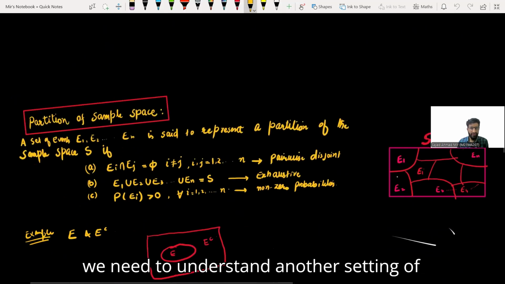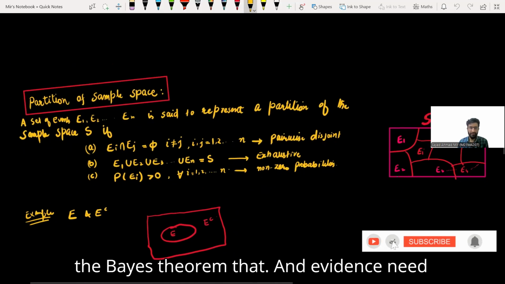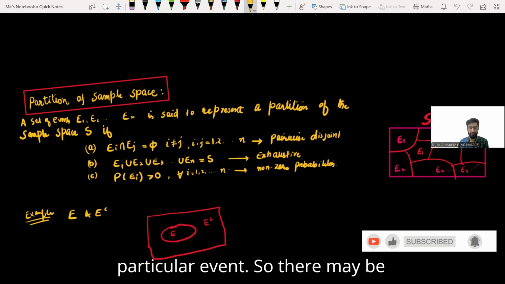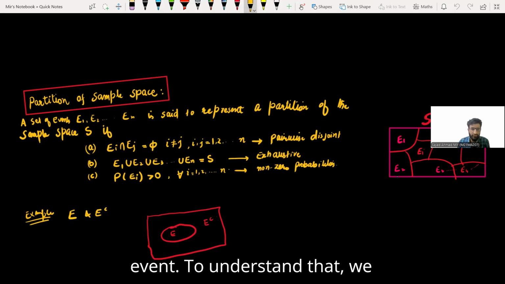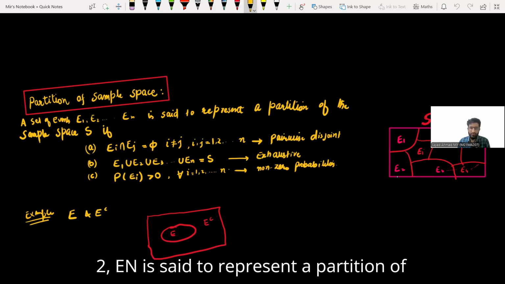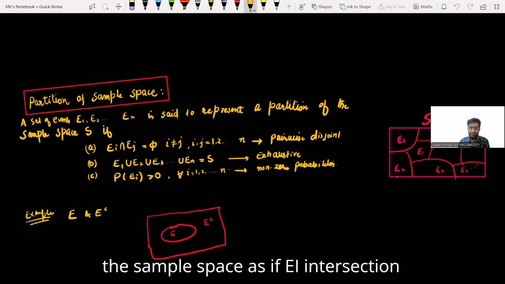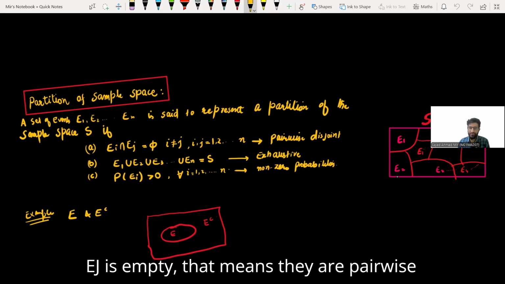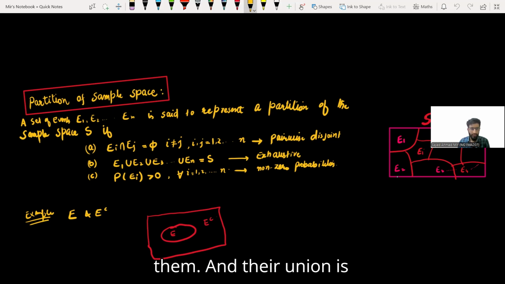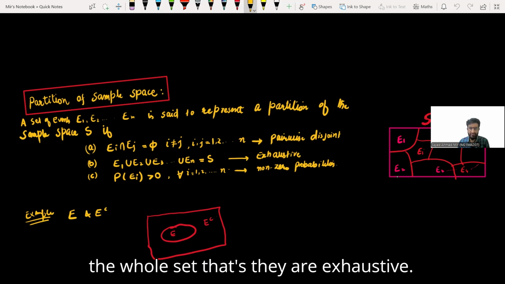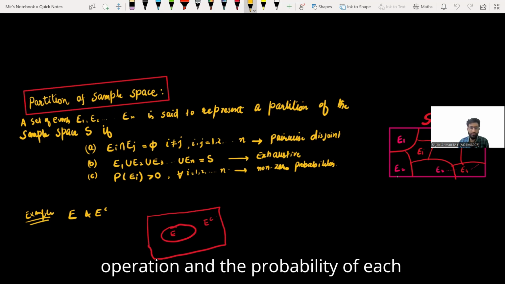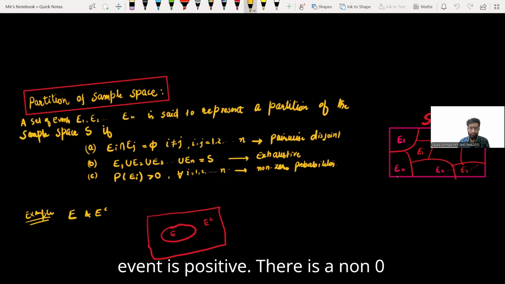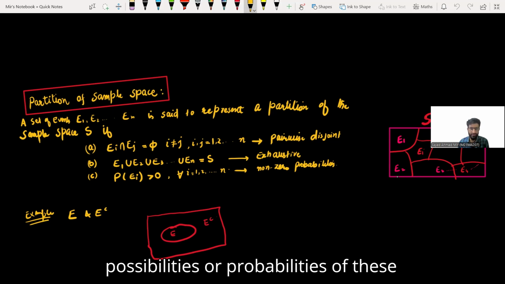Now we need to understand another setting of Bayes theorem, that evidence need not be a single evidence for a particular event. There may be multiple causes for the occurrence of an event. To understand that, we will first define a partition of a sample space. A set of events E1, E2, ..., En is said to represent a partition of the sample space S if Ei intersection Ej is empty. That means they are pairwise disjoint, there is nothing common between them, and their union is the whole set. That is, they are exhaustive, they construct the whole set when joined together with the union operation, and the probability of each event is positive. There are non-zero probabilities of these events.